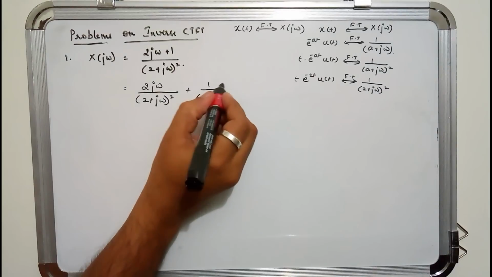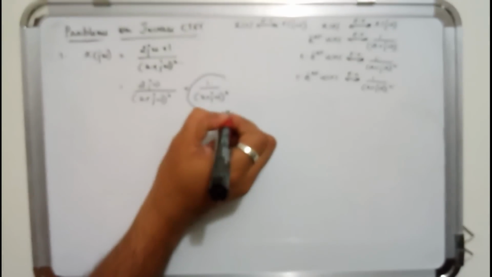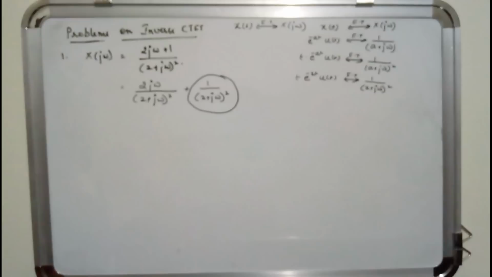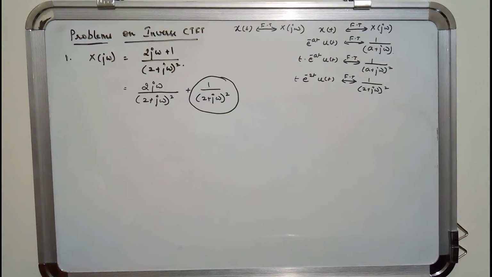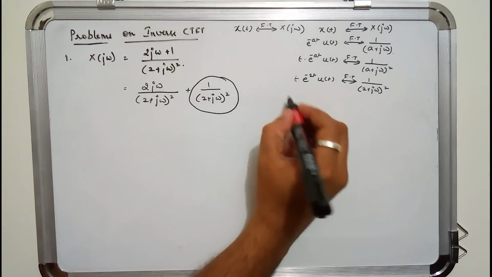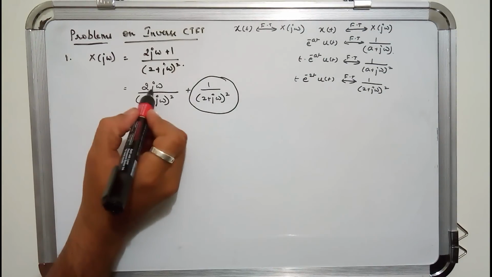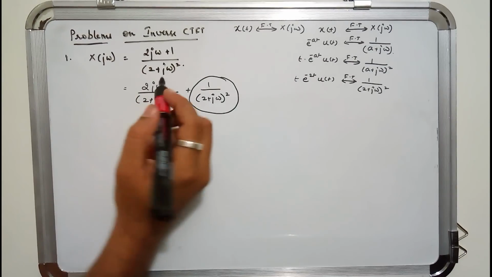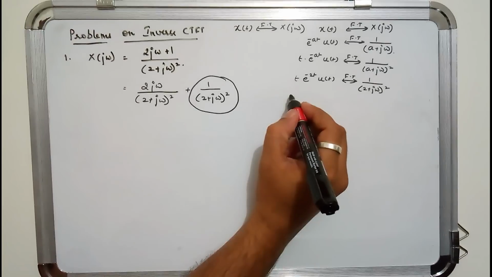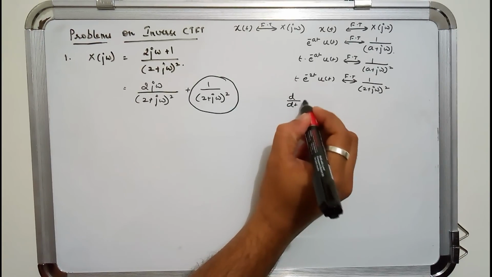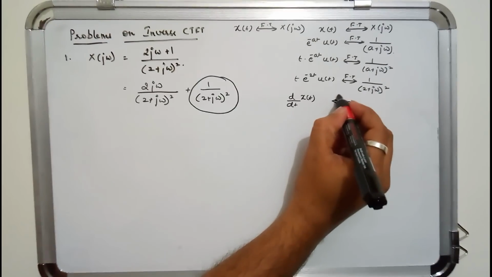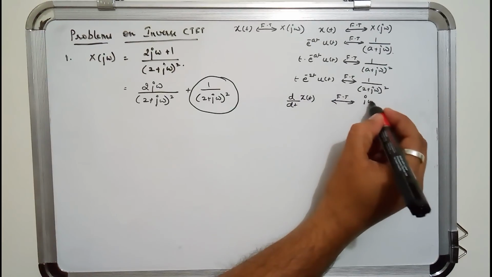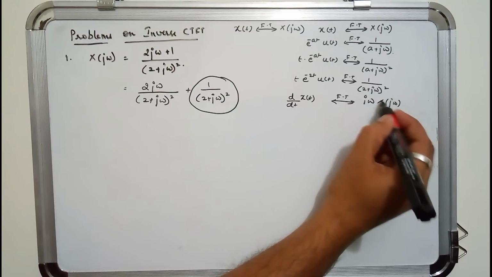So the inverse Fourier transform of this function is known. Now I need to find the inverse Fourier transform of the other function. Now we know the property. See, we need to get j omega in the numerator. So we have already solved a property called the differentiation property in time domain, wherein d by dt of x of t forms a Fourier transform pair with j omega into x of j omega.